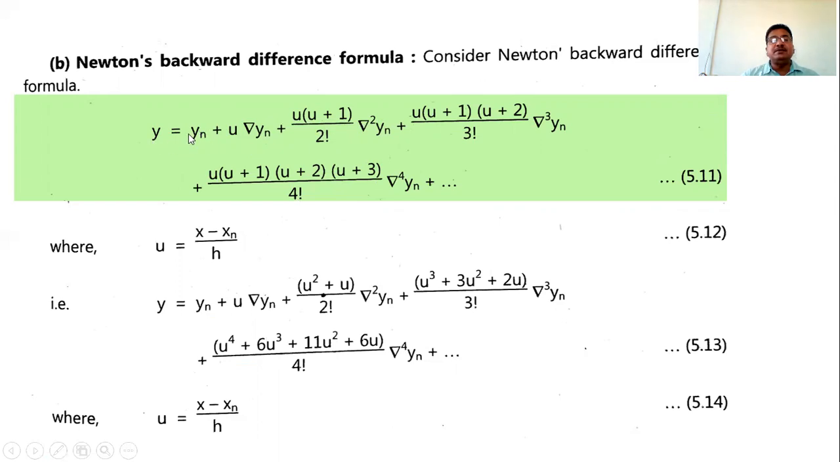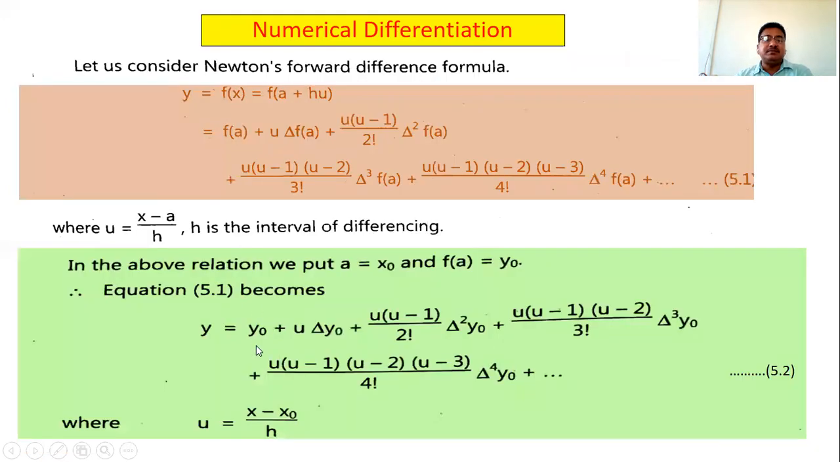Y is equal to yn, means value at last point, plus u del yn plus u plus 1 by 2 factorial del square yn plus u plus 1 u plus 2 by 3 factorial del cube yn, and in this way u plus 1 u plus 2 u plus 3 by 4 factorial del raised to 4 yn, and in this way so on. So u is what? X minus last point divided by h. So this is the Newton's backward difference formula.